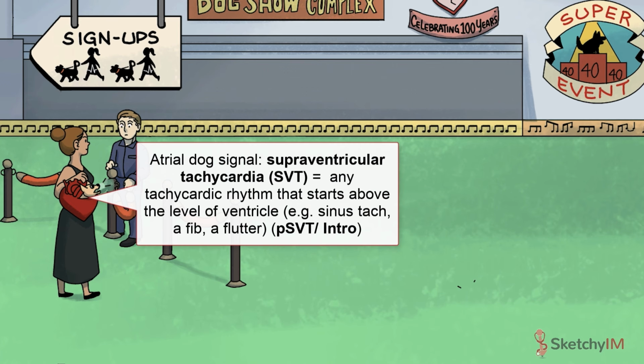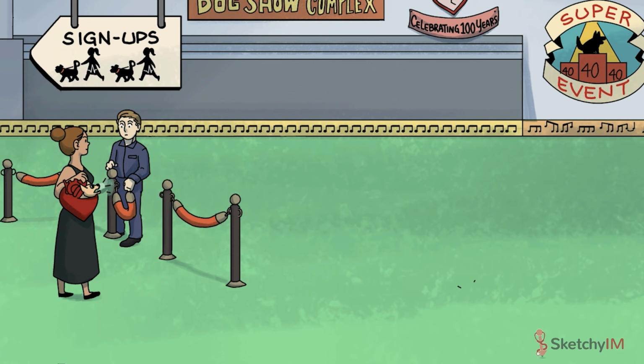What's AVNRT, you ask? Well, remember that SVT or pSVT stands for supraventricular tachycardia or paroxysmal supraventricular tachycardia. As we hinted earlier, technically any tachycardic rhythm that starts above the level of the ventricle, including sinus tachycardia, atrial fibrillation, and atrial flutter, falls in the category of SVT.